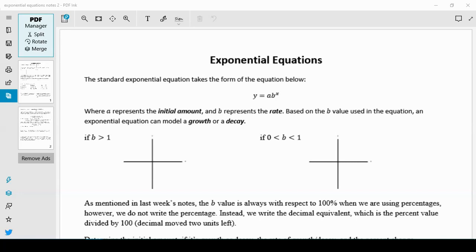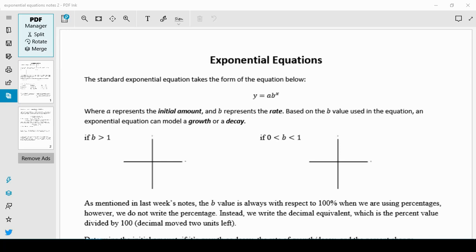The purpose of this video is to go through the process of writing exponential equations based on real-world information. So it looks like we needed a little bit more support for writing exponential equations, so I'm going to go through this in a little bit more detail than you were provided last week.